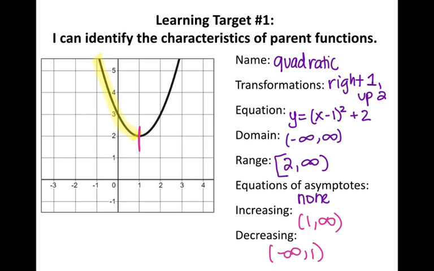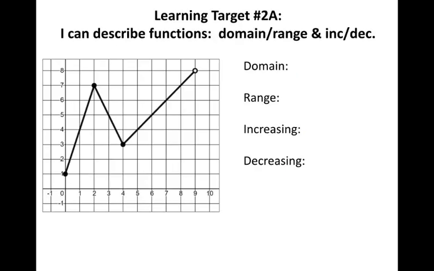Okay, now moving on to learning target number 2. So I can describe functions, domain, range, increasing, and decreasing. So kind of a continuation of what we were just doing, just with an arbitrary graph as opposed to a parent function. So if I look at my domain moving from left to right, the furthest my graph goes to the left is at 0. And then the furthest it goes to the right is towards 9, always using my x values for domain. So my domain goes from 0 to 9.